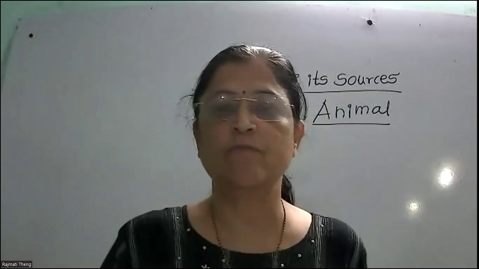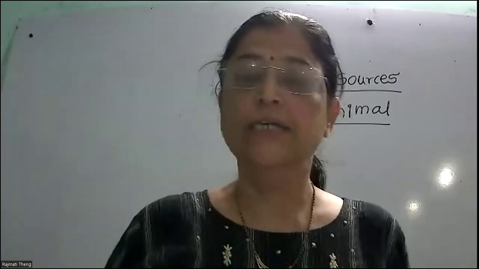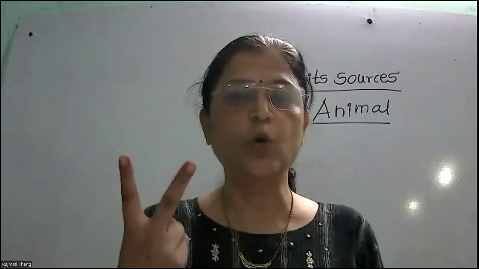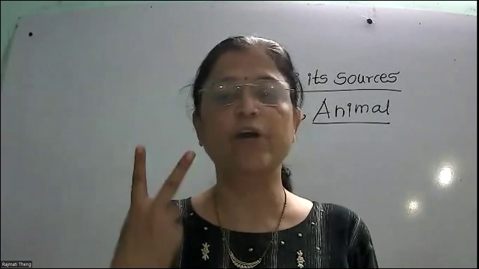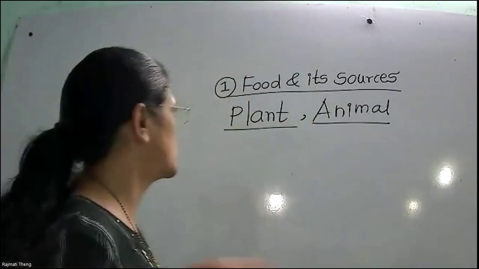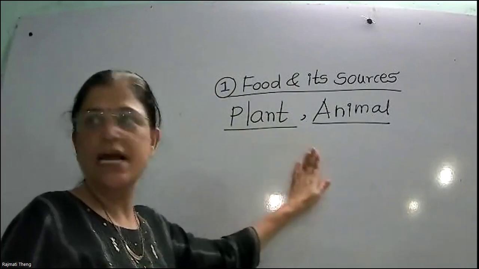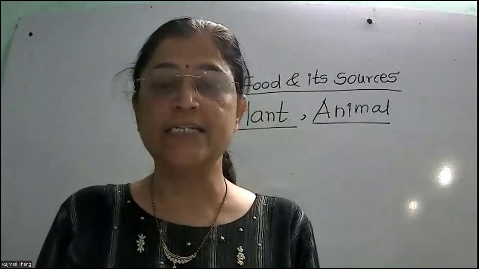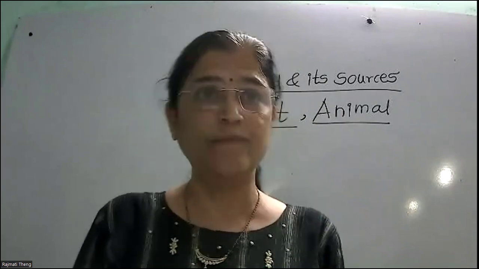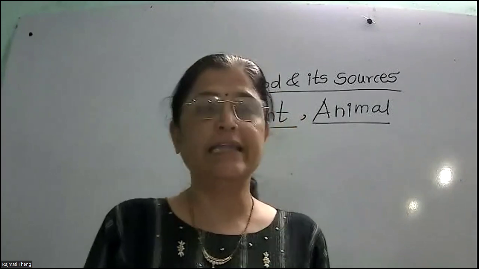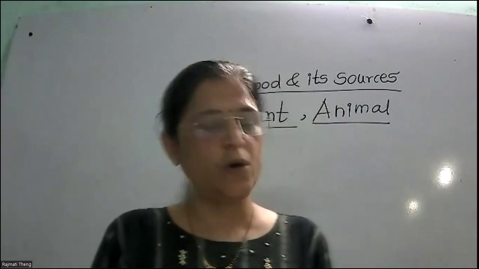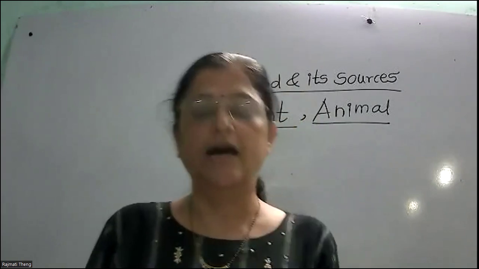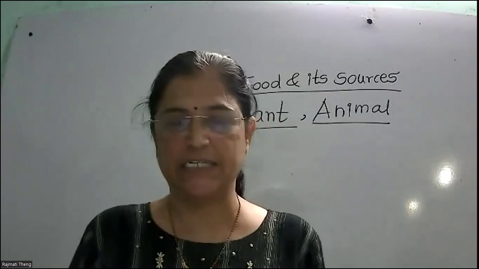Now try to listen. Okay, so we obtain food from two main sources, that is the plant source and the animal source. Plants make their own food by a process called photosynthesis. Yes, and green plants are also called producers.